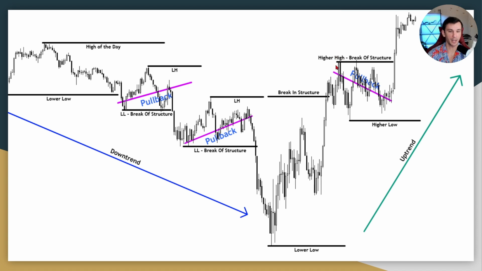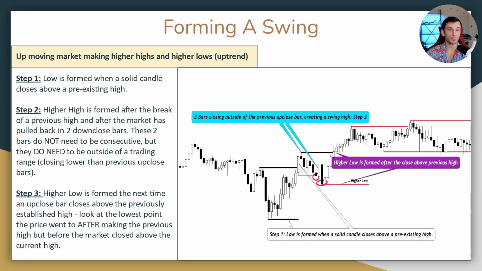We get a higher high, a pullback, and a trend continuation or a break of structure to make higher highs and higher lows, now shifting to an uptrend. But most of you probably clicked on this video to identify how to actually identify those swing points, and then of course how to enter in, which is going to come a little bit later.